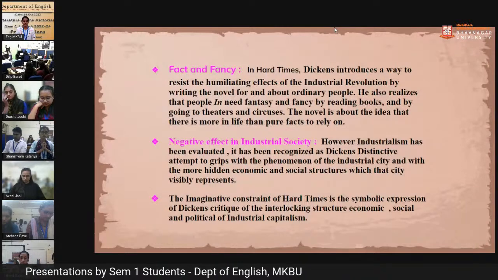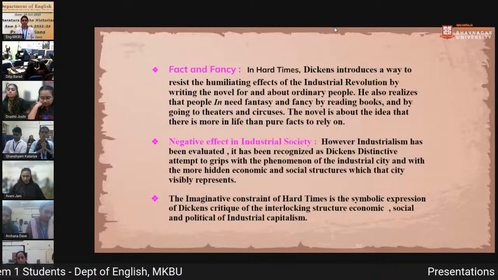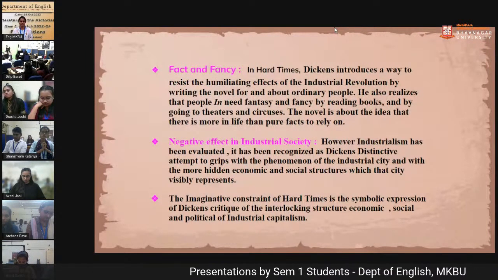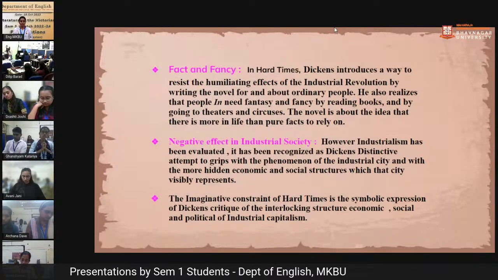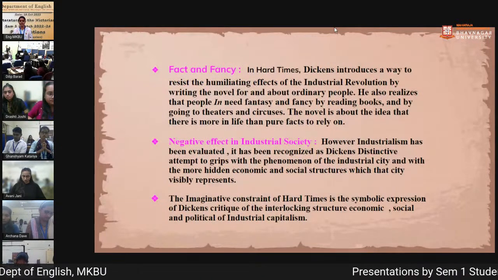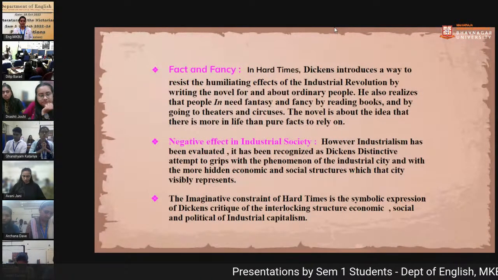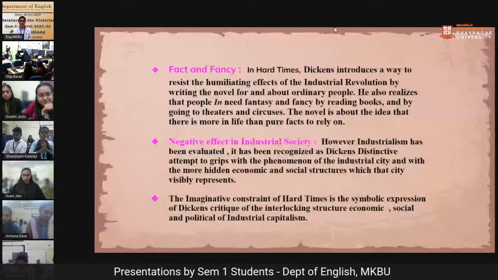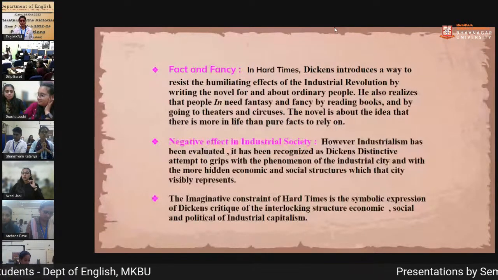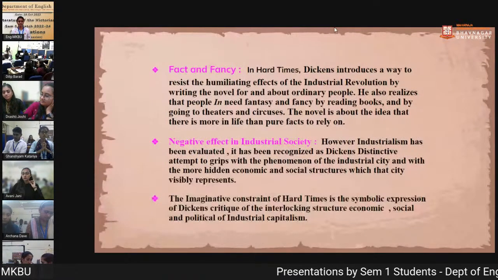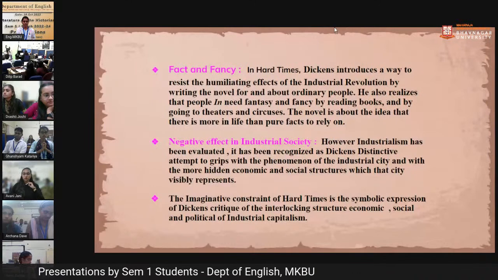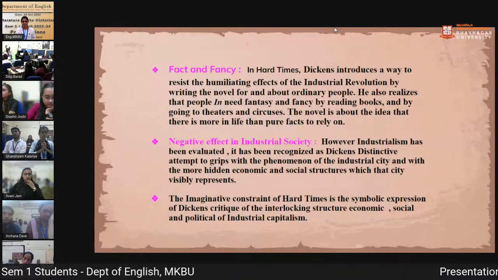A negative effect in industrial society. However, industrialism has been evaluated. It has been recognized as Dickens' distinctive attempt to grip with the phenomenon of the industrial city and with the more hidden economic and social structures which that city visibly represents. The imaginative constraint of Hard Times is a symbolic expression of Dickens' critique of the interlocking structure, economic, social, and political, of industrial capitalism.